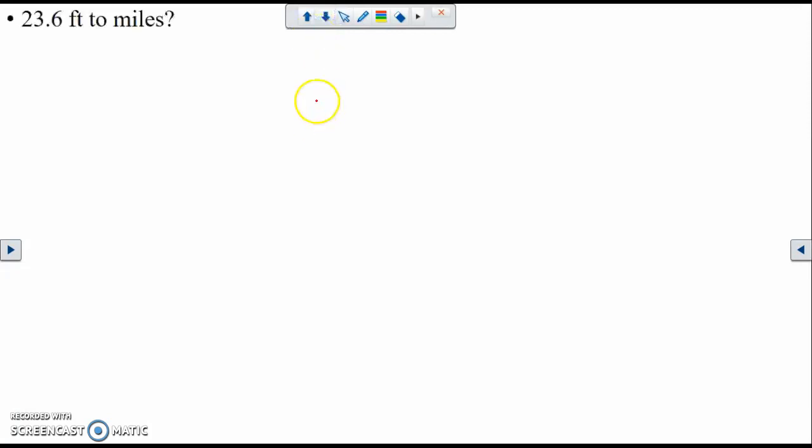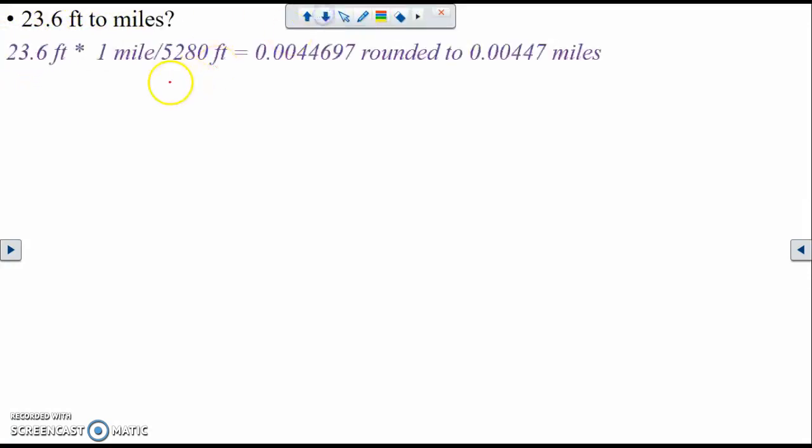A couple of other examples here from doing math. Conversion of 23.6 feet to miles. If you look at your length conversions again, how do we know which we need to use? Well, in your table, there's this ratio of 1 mile to 5,280 feet. We need to have the unit that is given on the bottom and the unit that we want on top. We multiply 23.6 times 1 divided by 5,280. We come up with this very, very small number, 0.0044697.